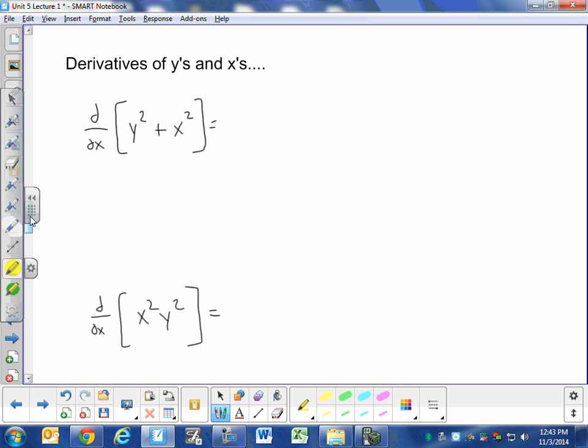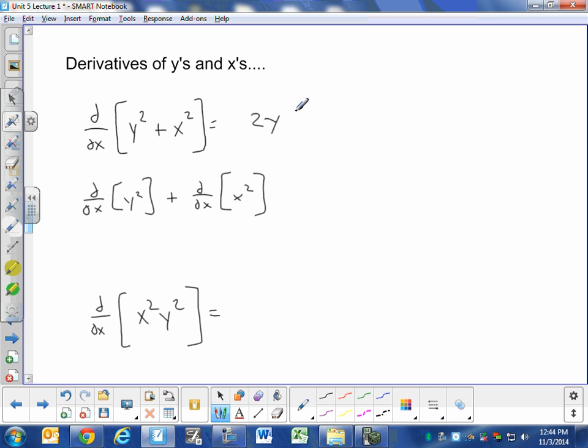First guy's a piece of cake. Because when we're adding things together, you just need to take the derivatives of the individual pieces and add those together. So, what's the derivative of y squared, with a dy dx at the end? And then, Mr. Brewer, what about the derivative of x squared? That's it. Piece of cake. Everybody can do that. No problem.